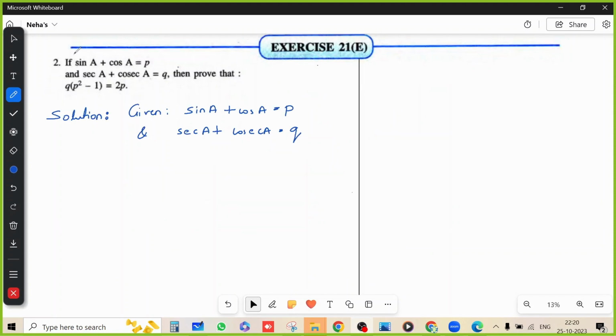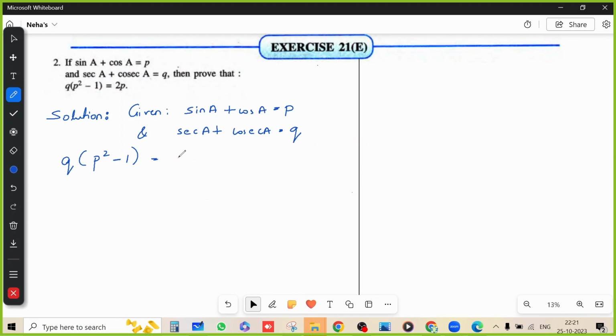In question 2, we are given if sine A plus cos A is equal to P and sec A plus cosec A is equal to Q, then prove that Q into P square minus 1 is equal to 2P. So we have written the given statements. Now we will begin with the left hand side of the part that we have to prove. So this is equal to Q into P square minus 1. Now we will put the values of Q and P in this.